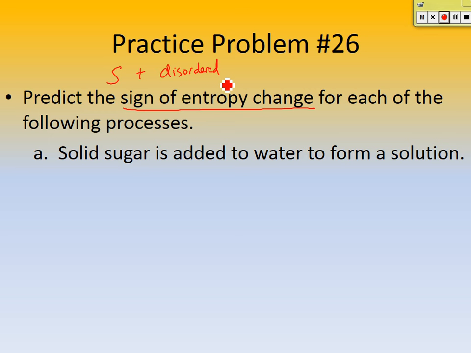Let's do A. Solid sugar, so let's say you have a sugar cube, and you add it to water to form a solution. Is it going to become more ordered or disordered? Disordered. So what's going to happen to the sign of entropy? Positive. Good. So A is going to be a positive change. You're increasing the entropy. You're increasing the disorder.